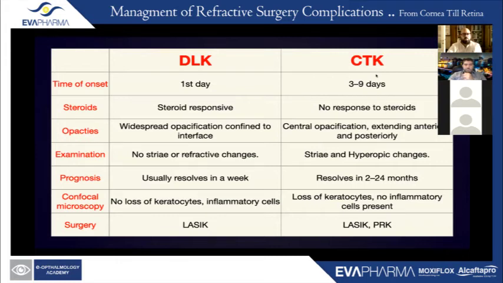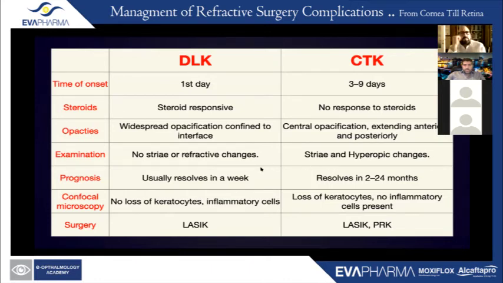DLK occurs starting from the first day of the operation, while CTK can occur from 3 to 9 days after the initial surgery. What about steroids? We know that DLK is steroid responsive, but CTK is not responsive to steroids. Sometimes CTK comes with a degree of DLK, so steroids will treat the DLK, but not the CTK itself. What about the opacity shape? The opacity is widespread in DLK, while in CTK, it is confined to the central part and extends to the anterior and posterior stroma of the cornea.